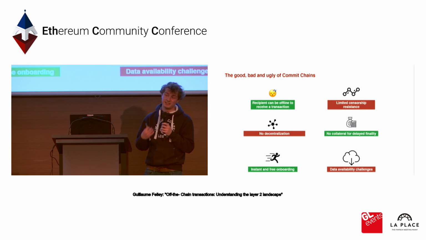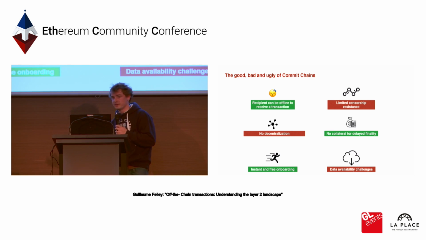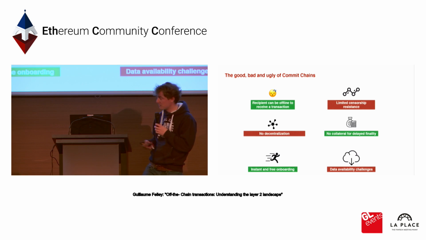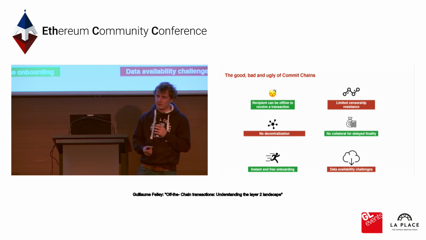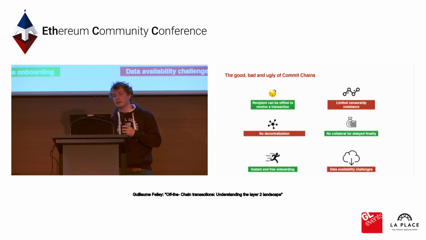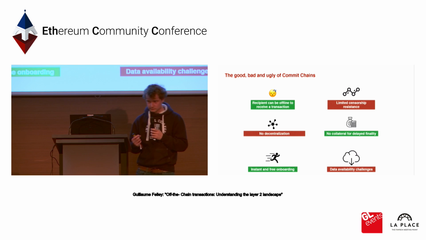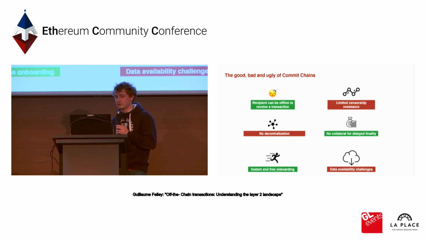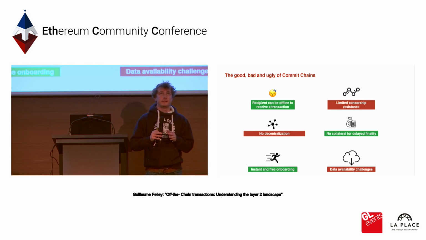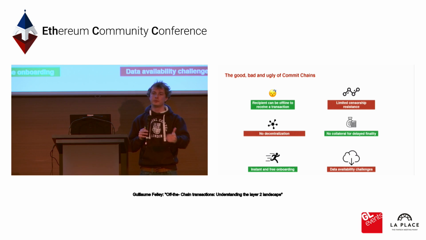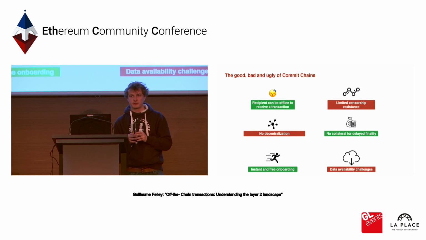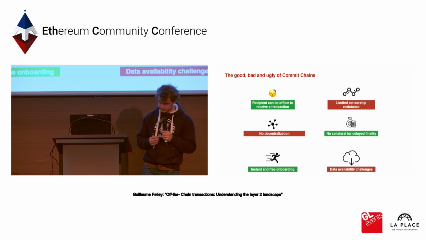With commit chains, you get limited decentralization, at least from an architecture perspective, and therefore limited censorship resistance, because you have this one single node. It is fairly collateral efficient. You have instant and free onboarding, which means that I don't need to make an on-chain transaction to join the network. Therefore, it also improves the user experience.